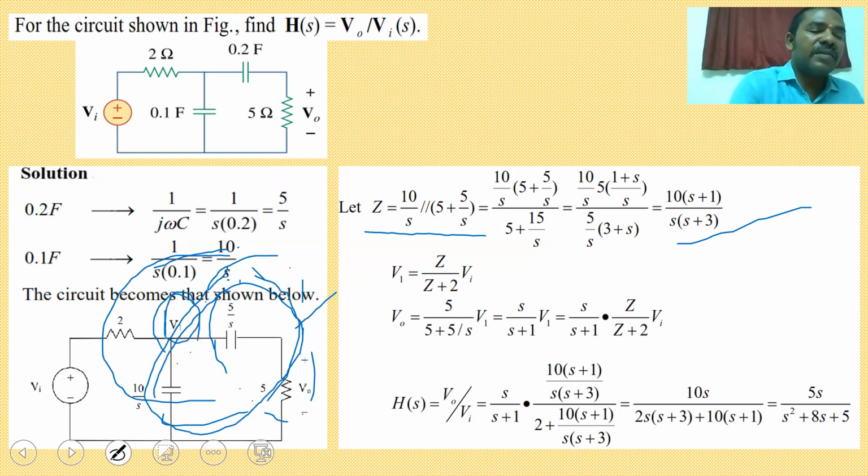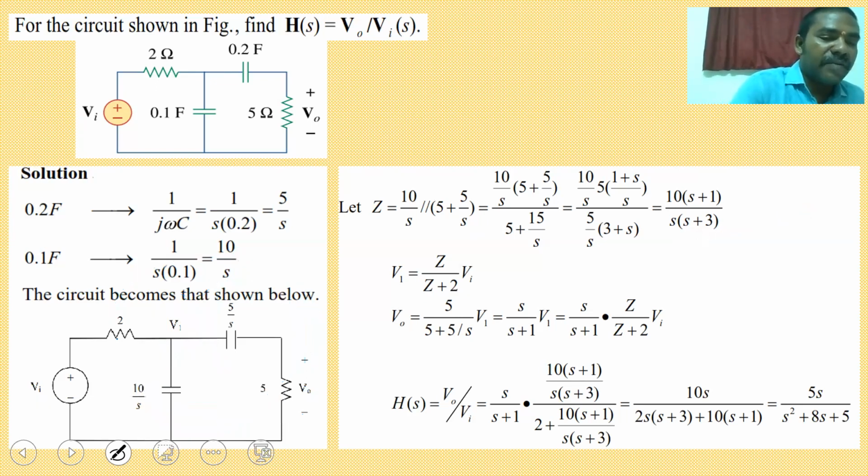So Vi is the input voltage. So you are going for the calculation as V1 is equal to voltage division, total voltage Vi into Z divided by Z plus 2. So V0 is equal to what? Now you have calculated V1. So V1 is this voltage.